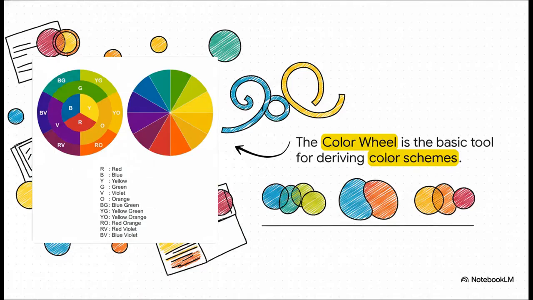And the beautiful outcome of this entire system is the color wheel. By arranging those primary, secondary, and tertiary colors in a circular format, we get this indispensable visual guide. The color wheel is absolutely fundamental. It's our go-to tool for deriving color schemes and really understanding which colors are going to work beautifully together and which are just going to completely clash.